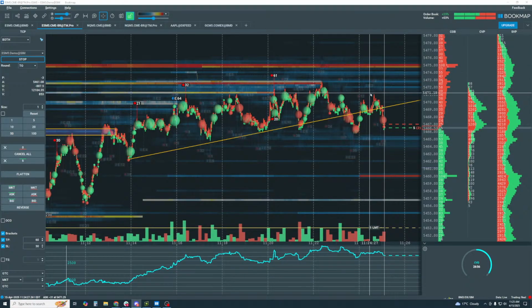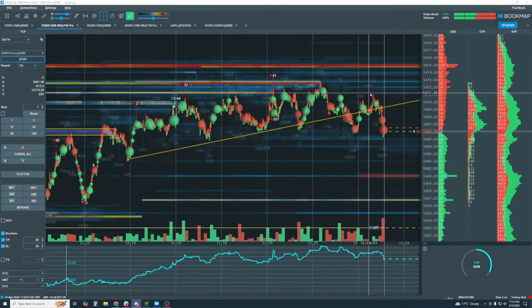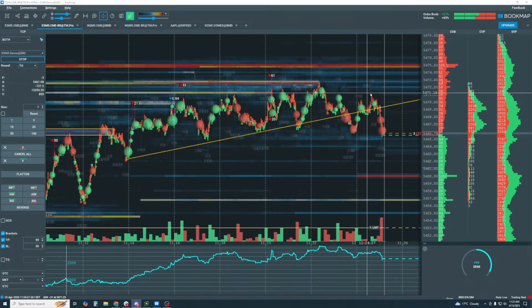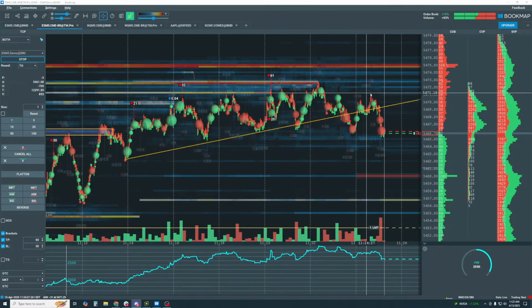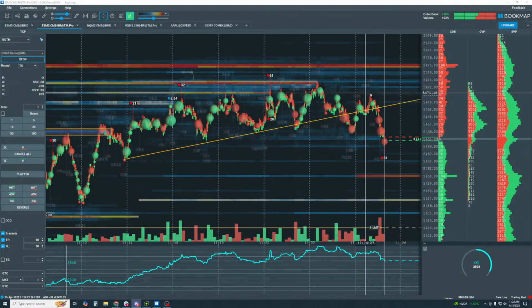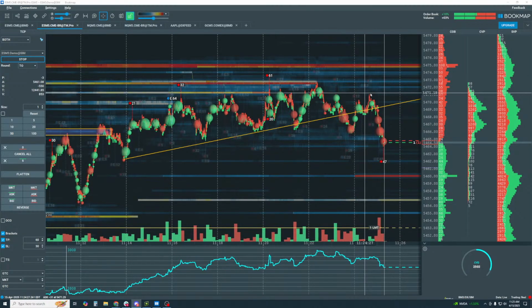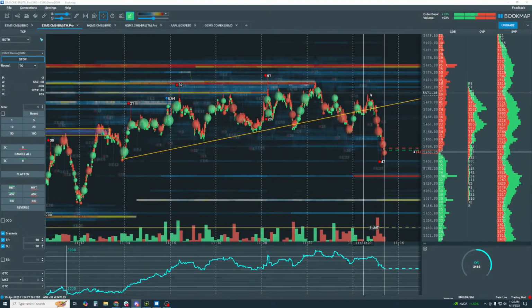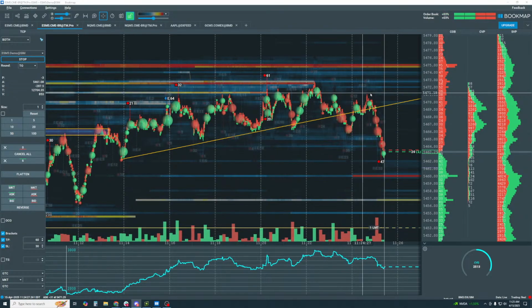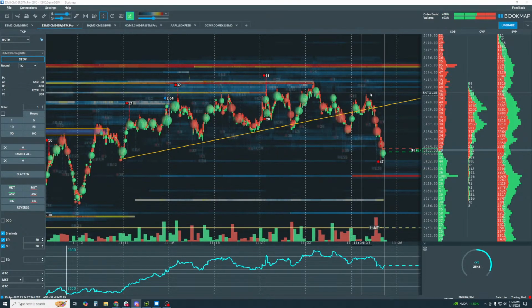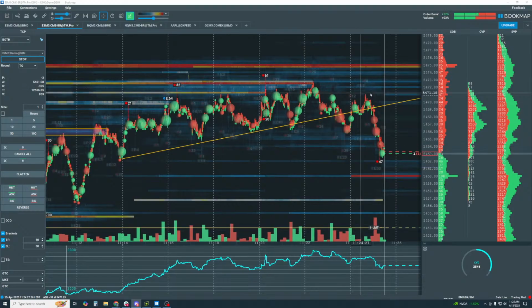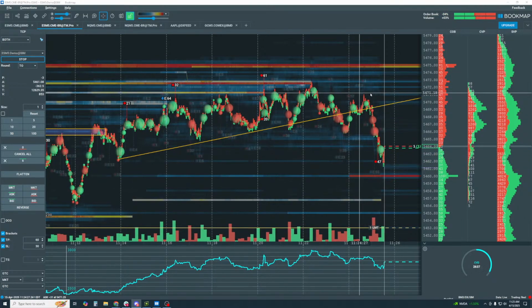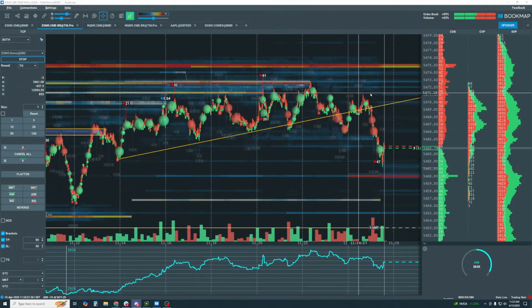If you don't like this environment and this is not your thing, then don't trade it. Look for other markets to trade. Look for other times to trade. Maybe the Asian session or London session, or, I don't know, look at trading something that is just a little more stable.